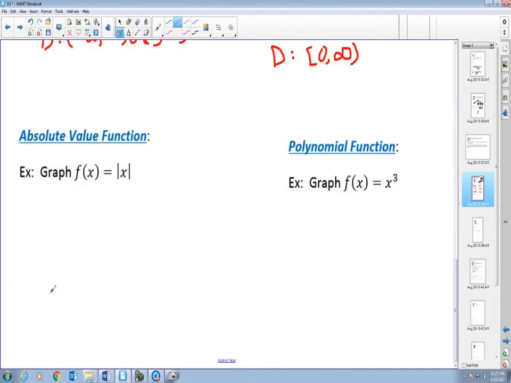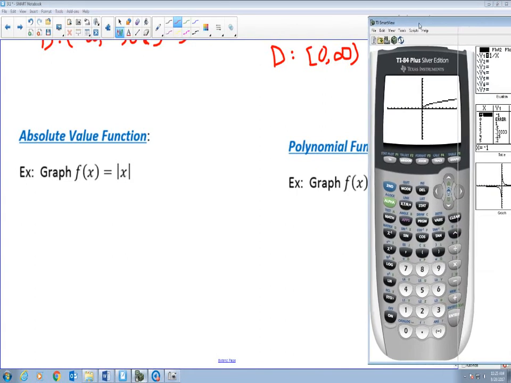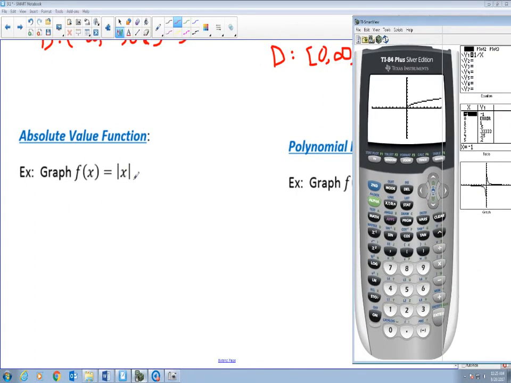All right, another common function is called the absolute value function. You may have learned how to solve absolute value equations before, okay? So let me just simply graph an absolute value function for you. The simplest one is the absolute value of x.